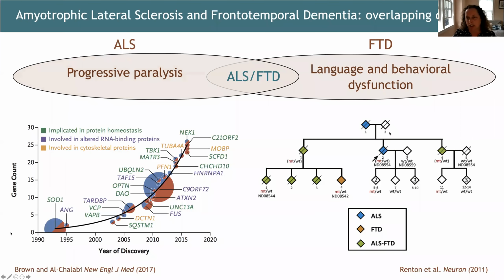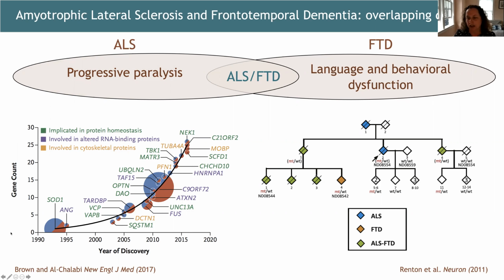But actually, over the last decade or 15 years, it's been clearly recognized that there is an overlap between these conditions. In particular, some patients can have both ALS and FTD at the same time. And in some families, you can see individuals with either ALS or FTD.